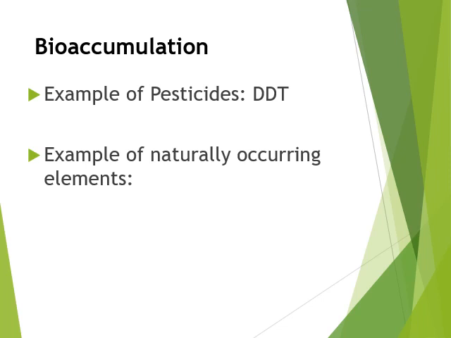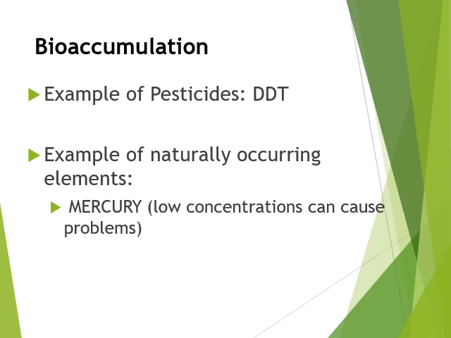So something that's naturally occurring is something like mercury. And mercury, even in low concentrations, can cause problems. And they basically say the safe amount of mercury is no amount of mercury. Same with lead. The safe amount of lead is no amount of lead. So very low concentrations of these naturally occurring elements are toxic and poisonous.